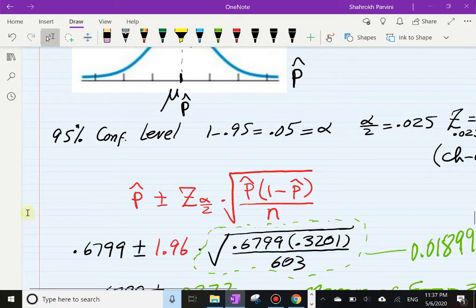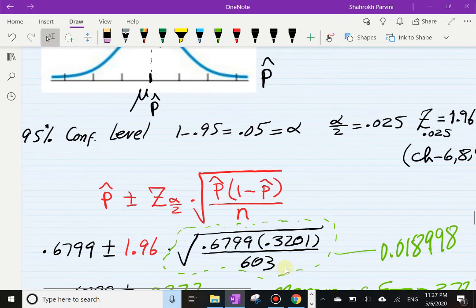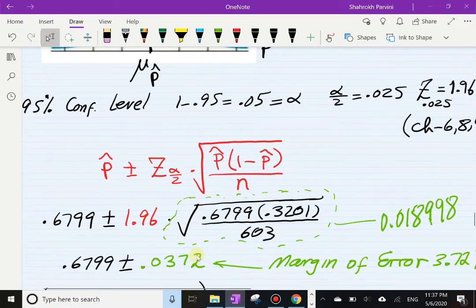So I did my p hat, plus or minus the z from the table, 1.96. And this part of it, that's sigma p hat, remember? Or an approximation and estimate of that: the square root of p hat times 1 minus p hat, divided by the sample size. And just the radical ends up being 0.18998. This is if you want to check my computation. And then I multiply that number, of course, by 1.96. And this gives me the margin of error. Almost 4% margin of error.